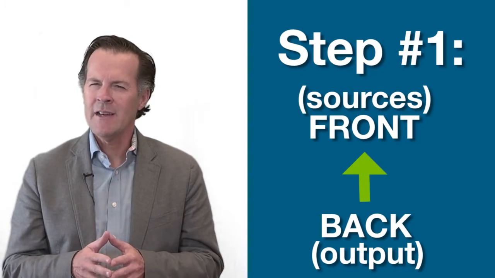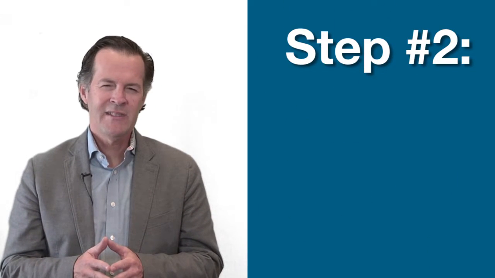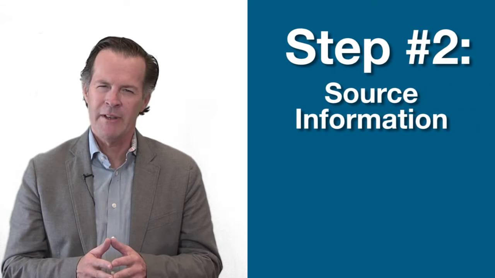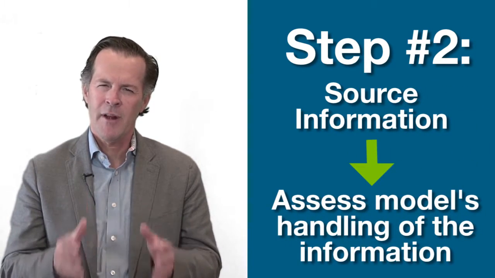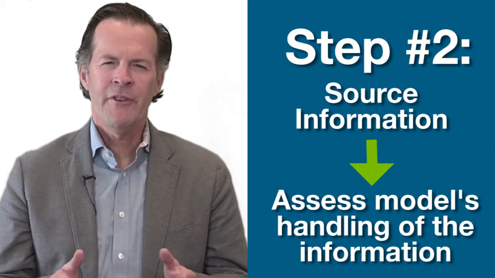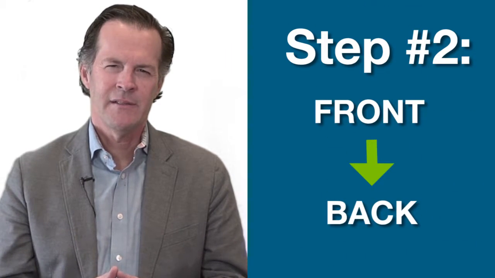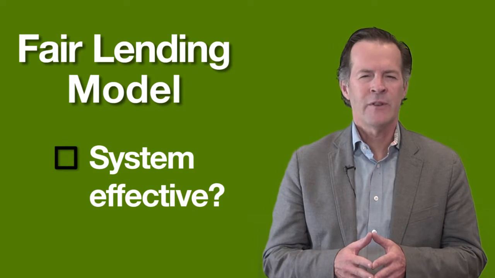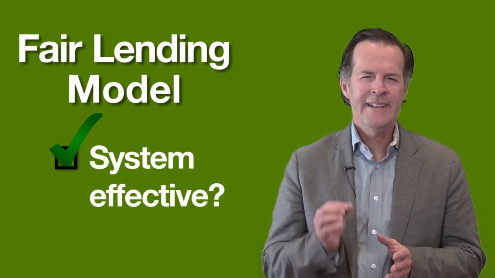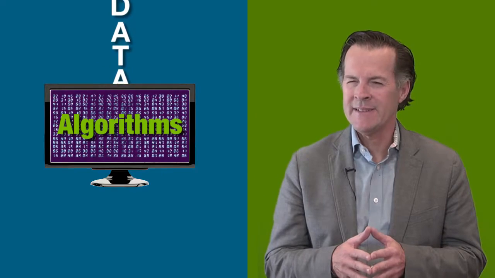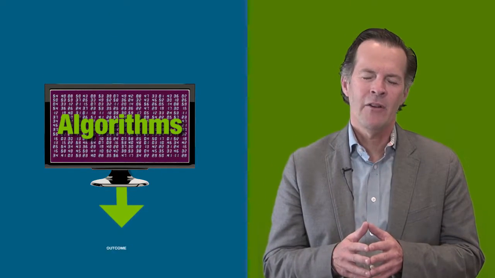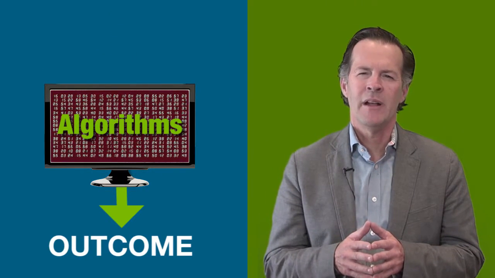However, this by itself does not fully validate the model. It requires a second step, which is to independently take the source information and assess whether the model has properly handled that information. We refer to this as a front-to-back process. Models should also be evaluated for system effectiveness. It is important that the validation team process the data using an independent set of algorithms to confirm the outcome relative to decisioning and pricing.